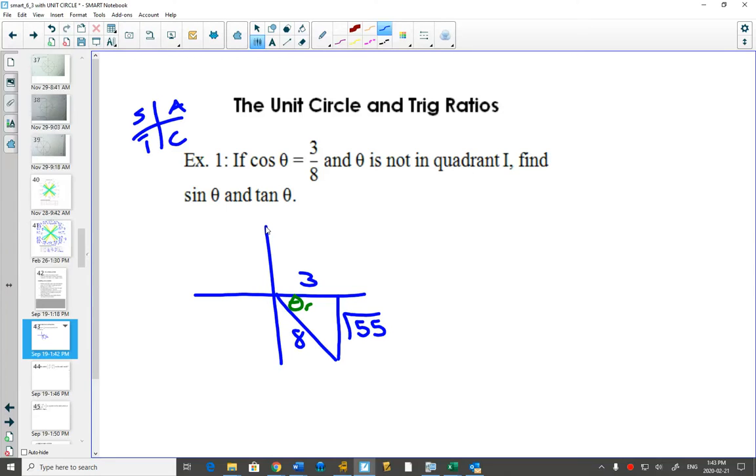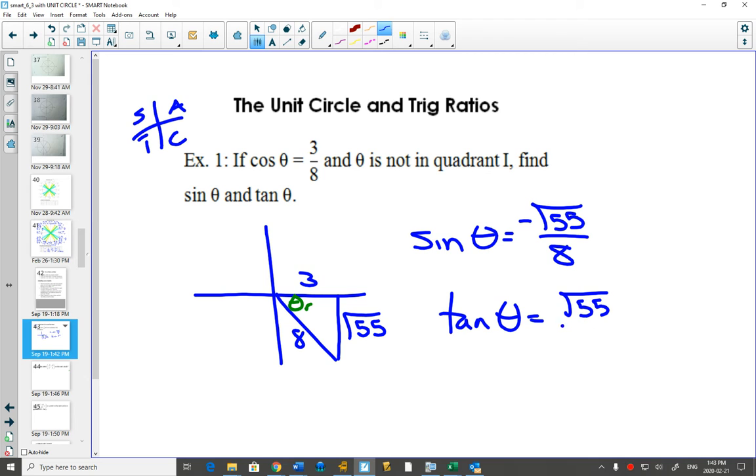And now that we have our triangle, we can say I know sine of theta is opposite over hypotenuse, and because it's in quadrant 4, it would be negative. And tan of theta is opposite over adjacent, and because it's in quadrant 4, it would be negative as well.